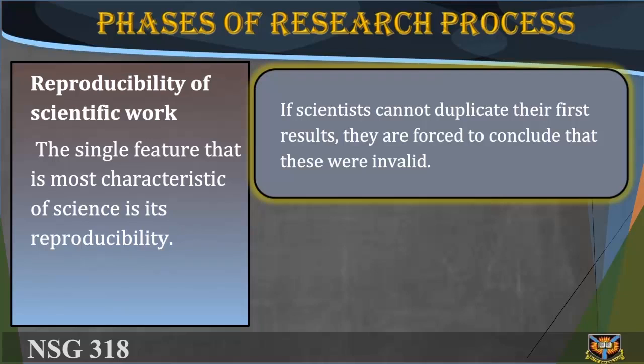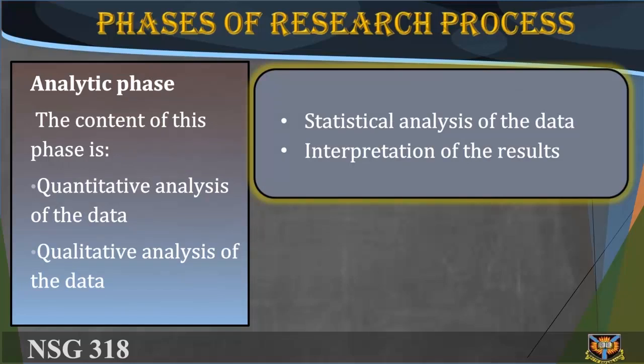With luck, the inability to reproduce experiments will be discovered by the same scientists who did the first experiments. This is why scientists generally repeat their experiments several times before reporting them in a scientific paper. Analytic phase. The content of this phase is quantitative analysis of the data, qualitative analysis of the data, statistical analysis of the data, interpretation of the results.